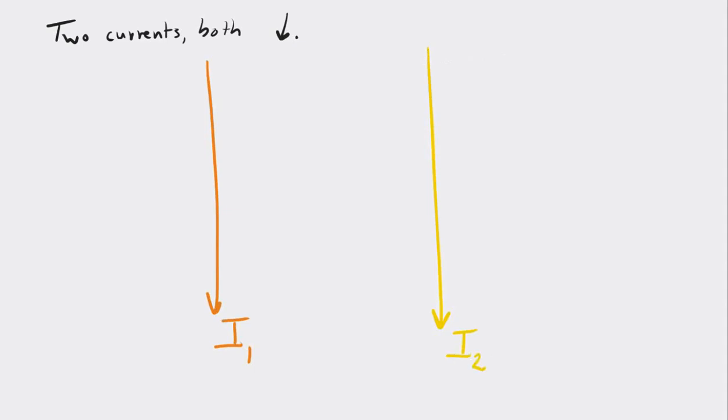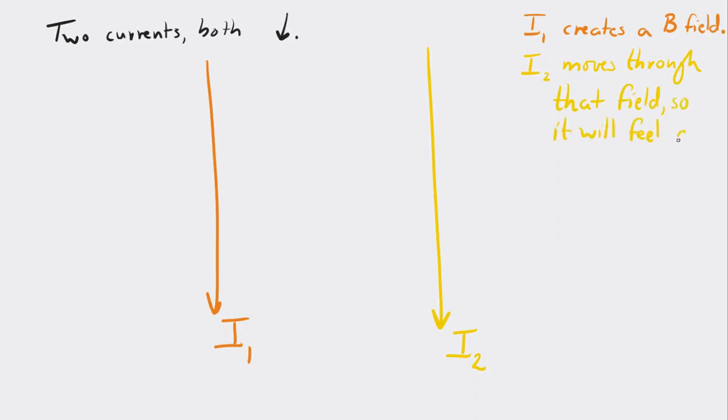I1 creates a magnetic field. That magnetic field created by I1 is what I2 will then move through. I2 will move through the magnetic field that's created by I1. And if I2 is moving through a magnetic field, then it will experience a force. So that's the background here. Let's figure out the magnetic field created by I1.